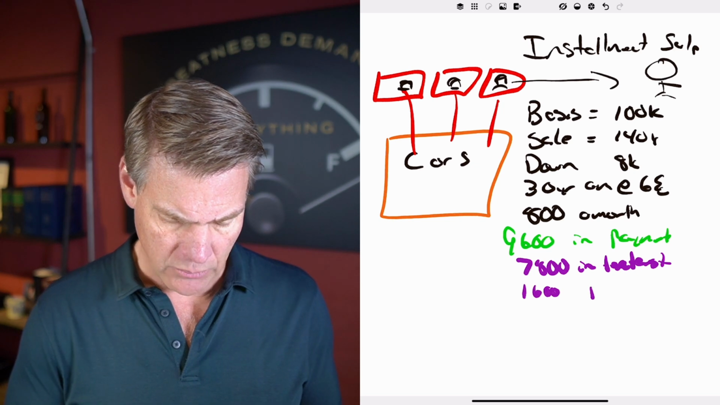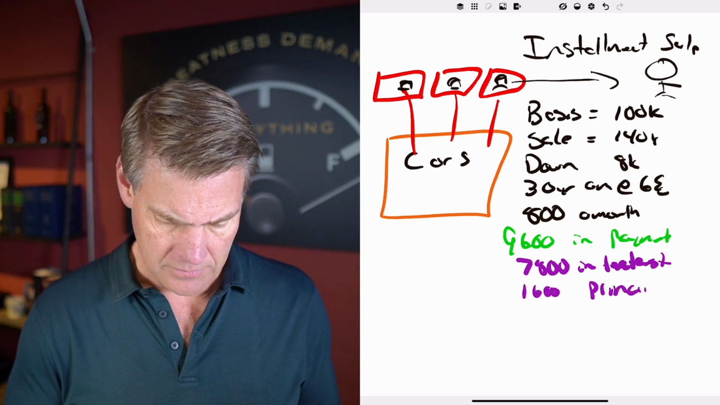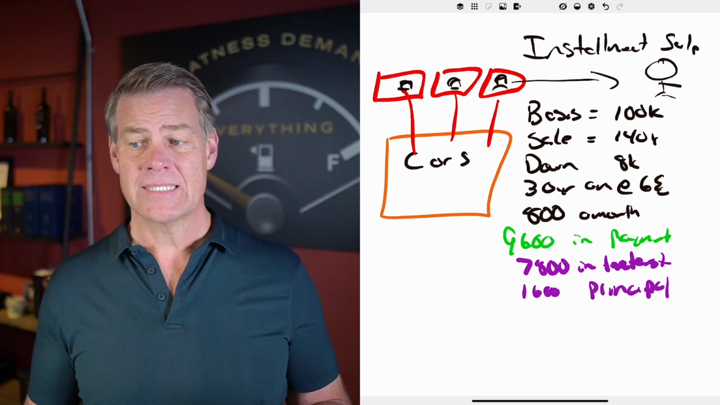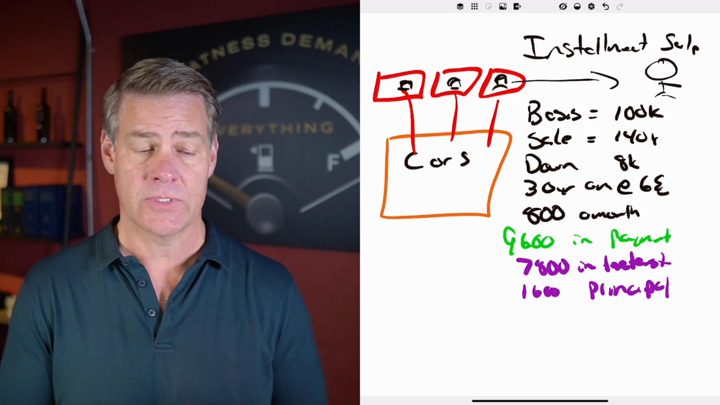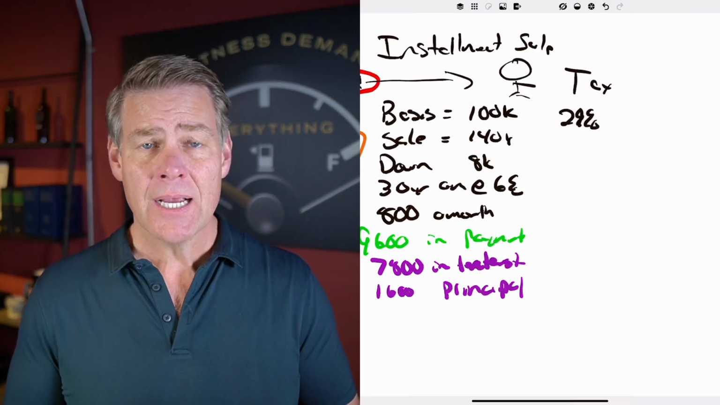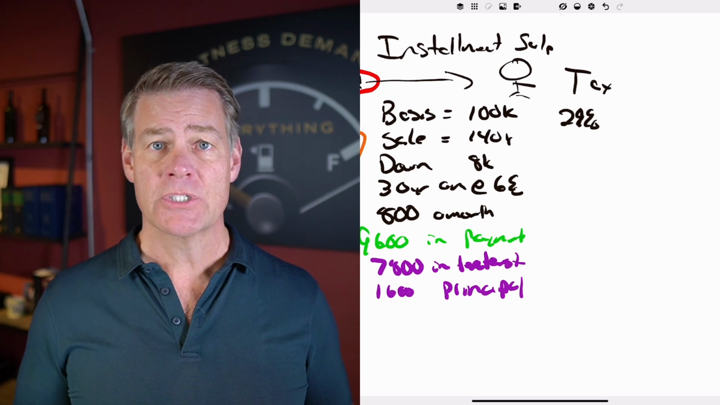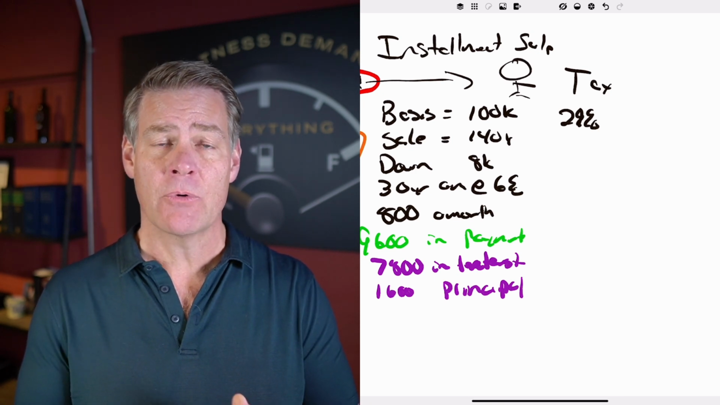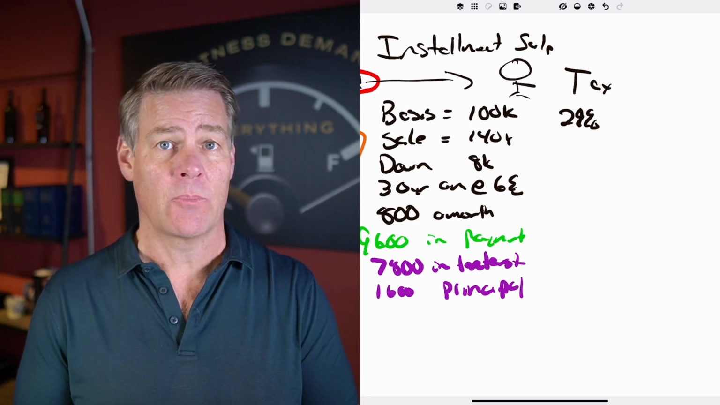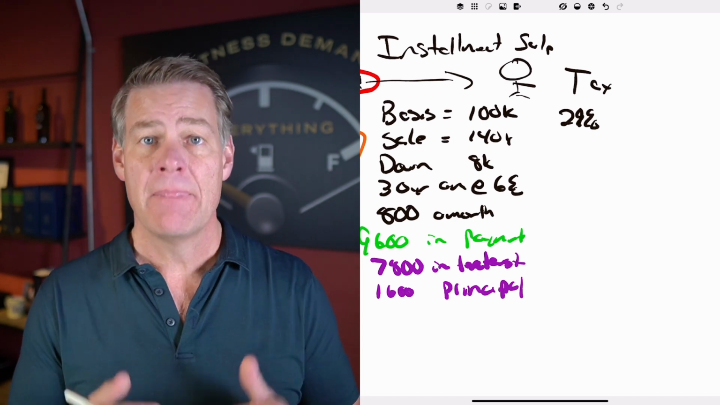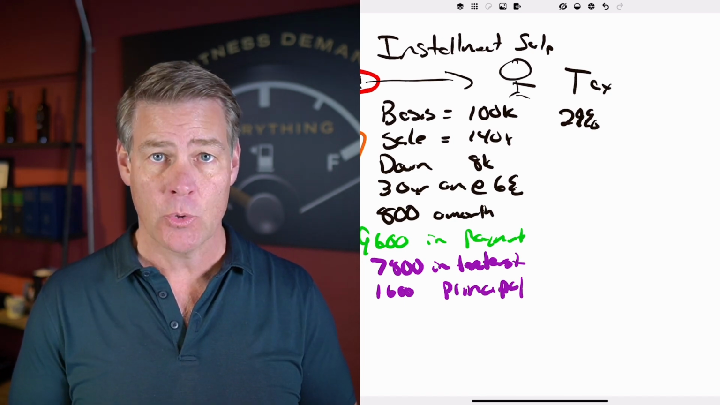$1,600 will be principal. Okay, so I got $1,600 in principal, $7,800 in interest that comes in. All right, so let's talk about the taxes and how that works out on this sale. Now, assume that we have a C versus an S corporation. I'm going to give you the C first, then we're going to talk about an S corporation.